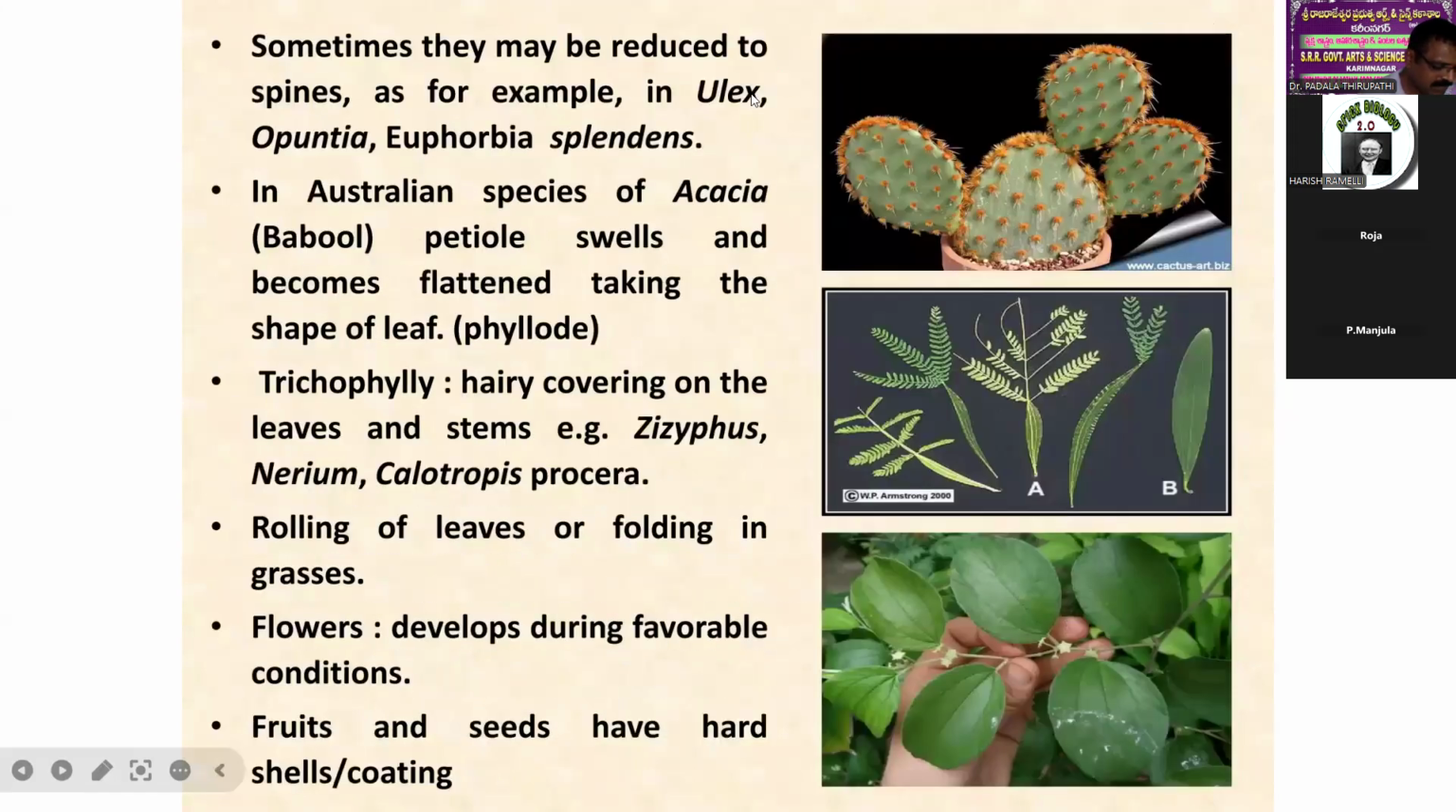Sometimes they may be reduced to spines, for example Ulex, Opuntia and Euphorbia. Here the leaves are modified into spines: Ulex, Opuntia and Euphorbia splendens. These are the leaves only, and this green leaf-like structure is the stem. Here these are the nodes, and here the leaves. In Australian species of Acacia, the petiole swells and becomes flattened, taking the shape of a leaf.